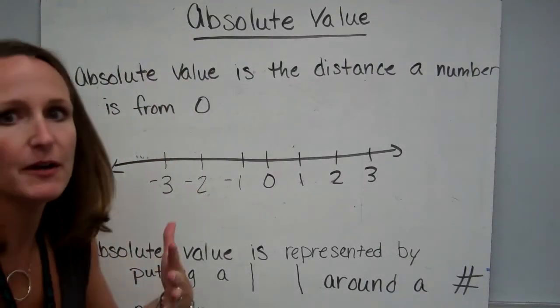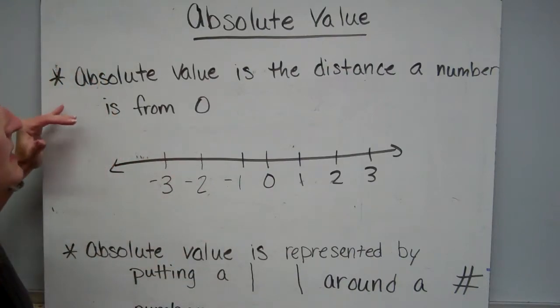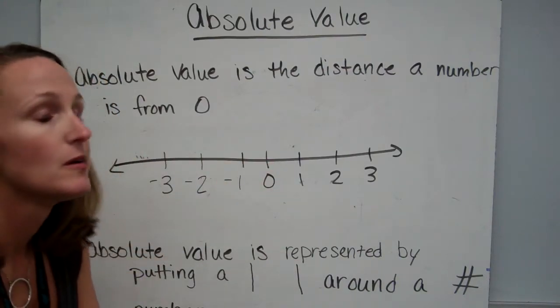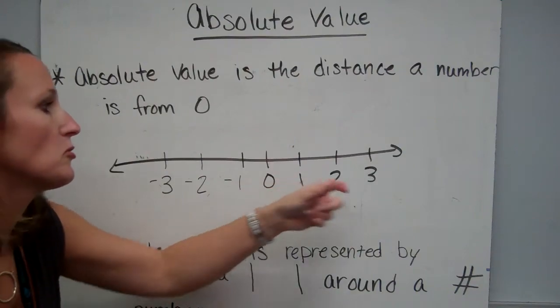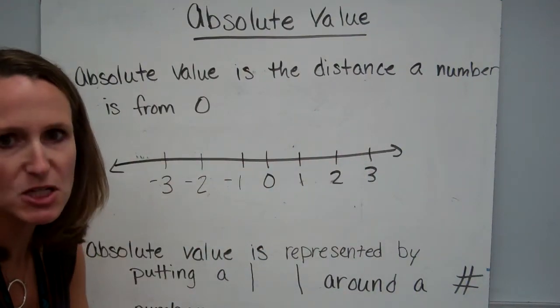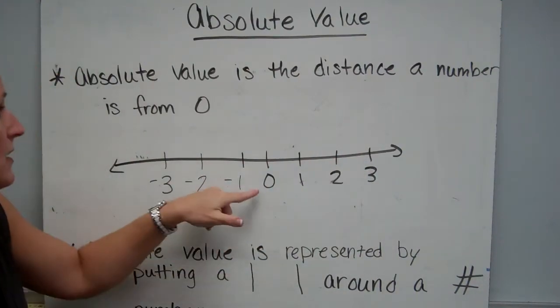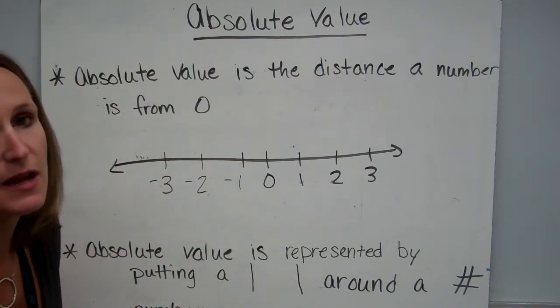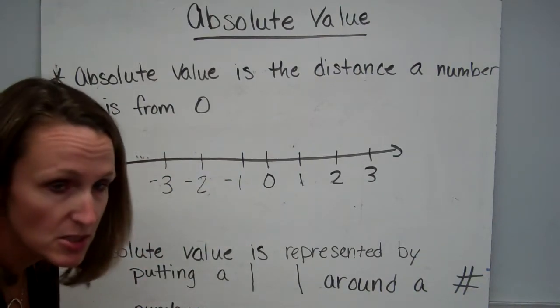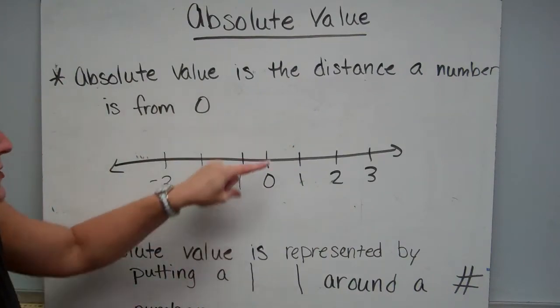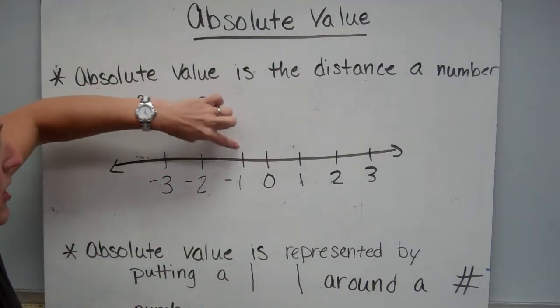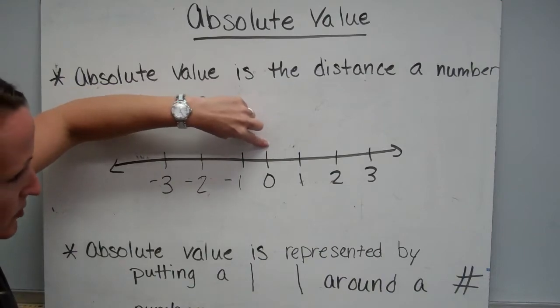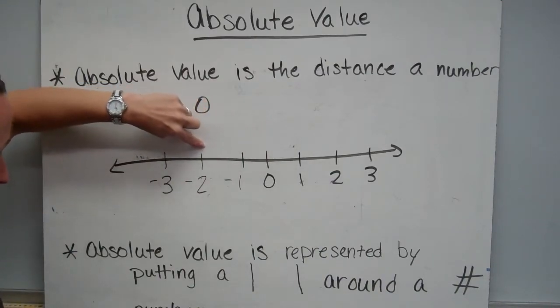Talk about absolute value. Absolute value is the distance a number is from 0. So if you've got your number line and you go 3 spaces in the positive direction, your absolute value is 3. If you're on your number line and you go 3 spaces in the negative direction, your absolute value is still 3. Because when you're talking about absolute value, you're literally talking about the distance from 0. So negative 3 is still 1, 2, 3.